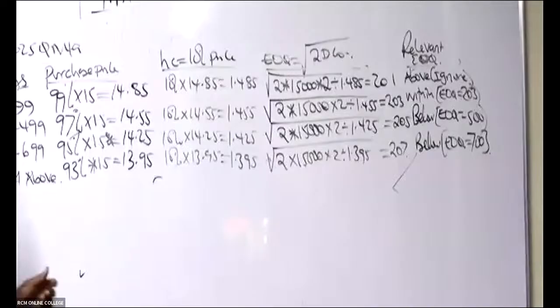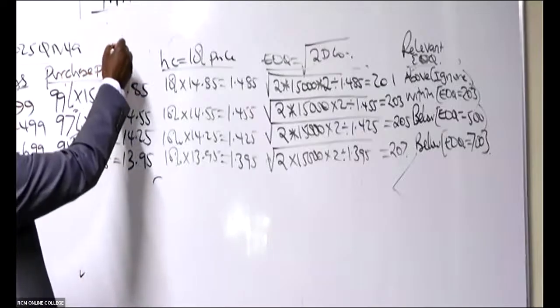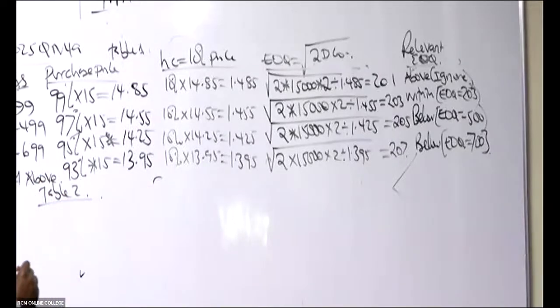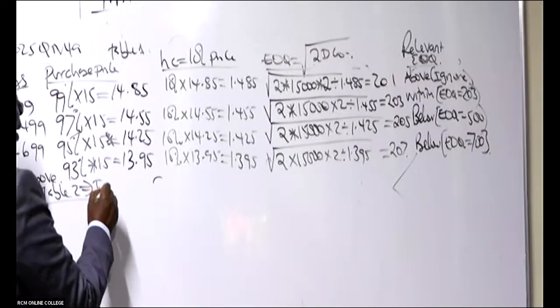All right. Then after that, we go to the costing bit. So this is table 1. Yeah, and then now we come and do table 2. So we shall copy the ranges. Ranges 0 to 199, 200 to 499, 500 to 699, 700 and above. So remember, this table 2 is just purely for costing. It's purely for getting total cost.